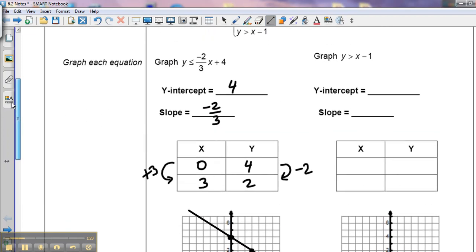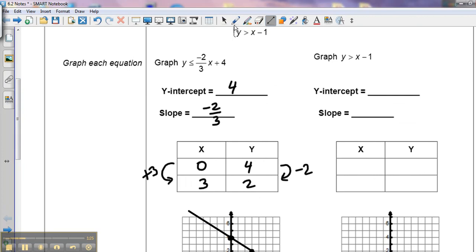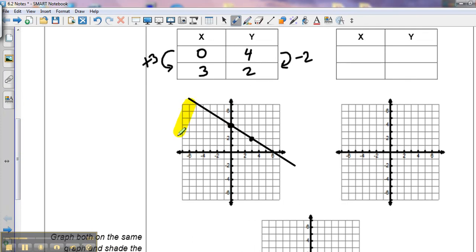And then I'm going to want to shade below the line. So I'm going to pick my highlighter and I'm going to come down here and shade below it. Right? So that's my first guy.